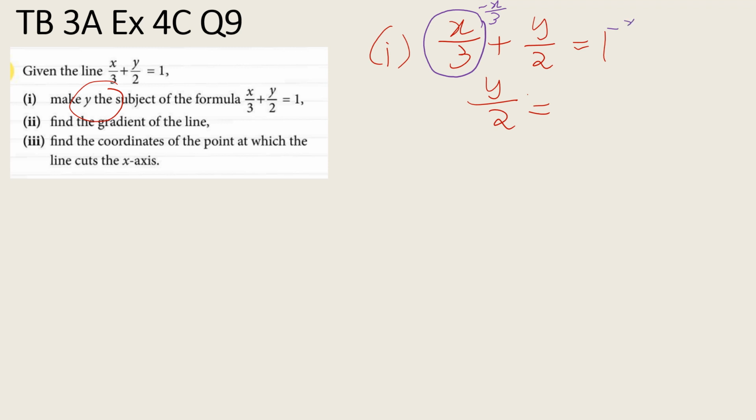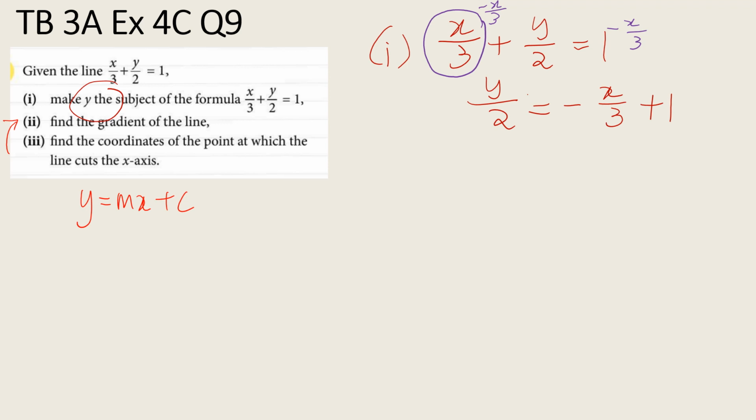Whatever it is, it's always good to revisit the concepts. So it's 1 minus x over 3, but I would prefer to write it as negative x over 3 plus 1. Why is that so? Because if you look at part 2, you're supposed to find the gradient of the line. That gives you an idea you have to write it as y equals mx plus c, which means the x must come first. You understand what I'm saying? That's the reason why I prefer to write negative x over 3 plus 1 instead of 1 minus x over 3.